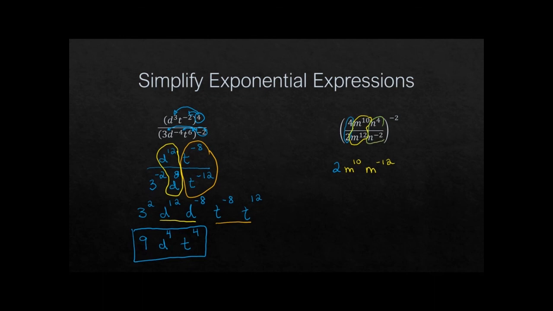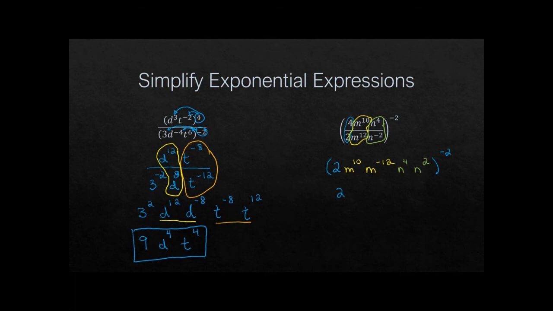Then I've got my n's, and I can do the same thing here. I have n to the 4th, and then in the denominator it's a negative 2, so when it goes in the numerator, it becomes a positive 2. And then we still have that outside exponent of negative 2. So I'm simplifying the inside in this case before I do the outside because they're all within one parenthesis.